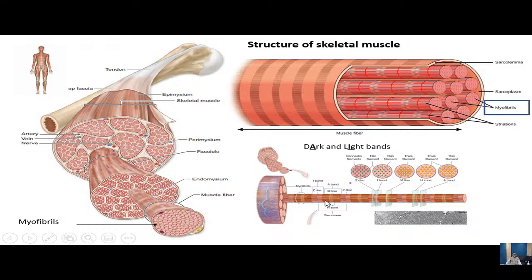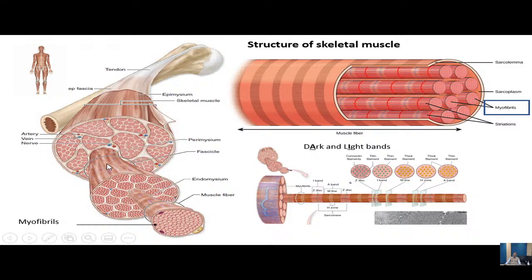Now, if you take out one myofibril from this, so here one muscle fiber has been cut out, and the myofibril, one of these bundles, has been taken out. You can see they are composed of alternate light and dark bands, and they are composed of actin and myosin filaments. Now, these individual muscle fibers are packed together to form fascicles, and the fascicles are covered by the perimysium. You can see the perimysium over here.